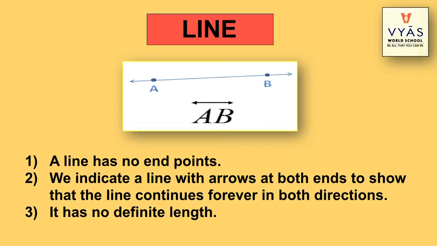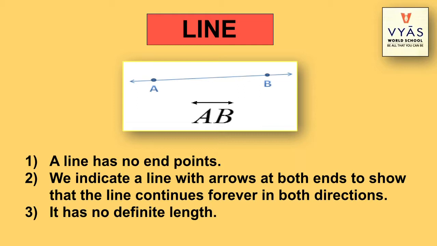So on a piece of paper, your teachers or your parents used to put a few dots, and you used to join those dots to form a line, a sleeping line or a standing line. So a line is made with the help of an infinite number of points. The next characteristic of a line is that it has no end points. We indicate a line with arrows at both ends to show that the line continues forever in both directions. It has no definite length.